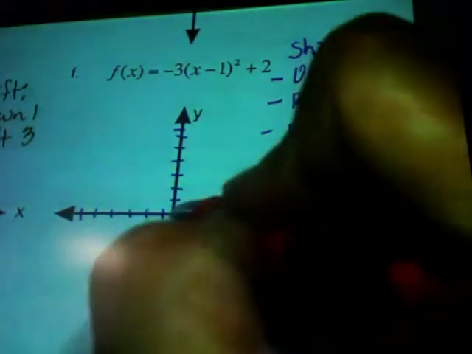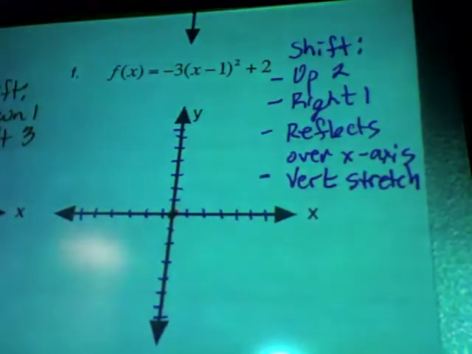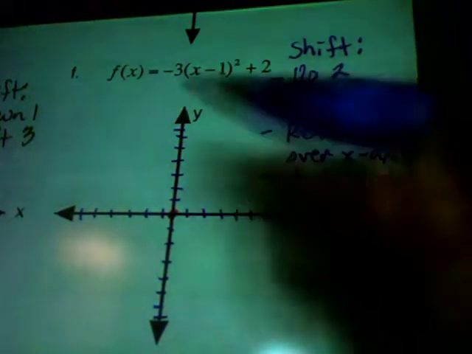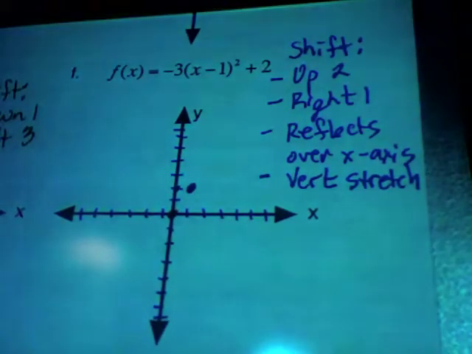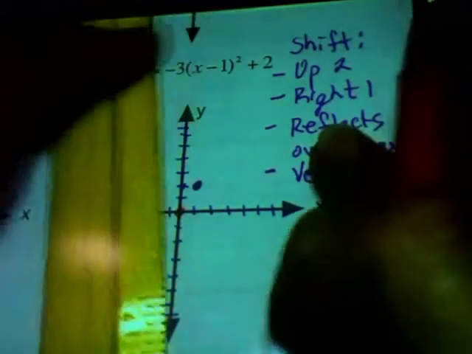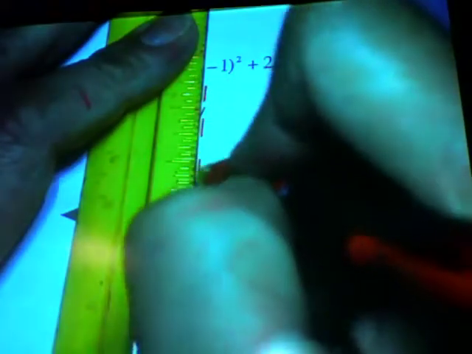So my original vertex was right here. With my shifts, I'm going to go up 2 and to the right 1. So there's where the new vertex is. Because it reflects over the x-axis, I know I'm going down. And because of the stretch, I really need to plug in points. So here is my axis of symmetry, because I want to see what it looks like. I anticipate it should stretch close to it.